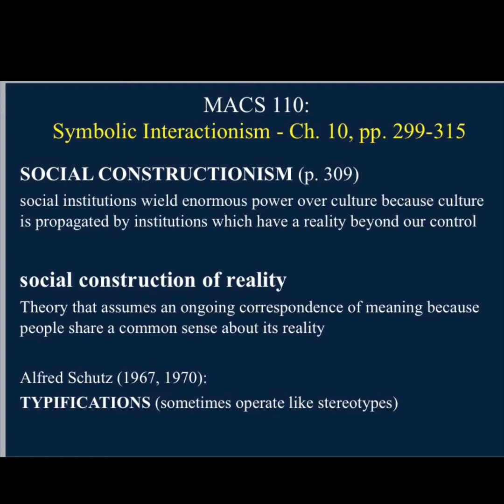Now, according to social constructionists, social institutions wield enormous power over culture because they view the culture propagated by institutions as having a reality that is beyond our, as in the individual's, control. So this school of social theory is also known because of that as the social construction of reality. But it adds another more specific element that echoes the idea of artificial signs from symbolic interaction. It's a theory that assumes an ongoing correspondence of meaning because people share a common sense about its reality.